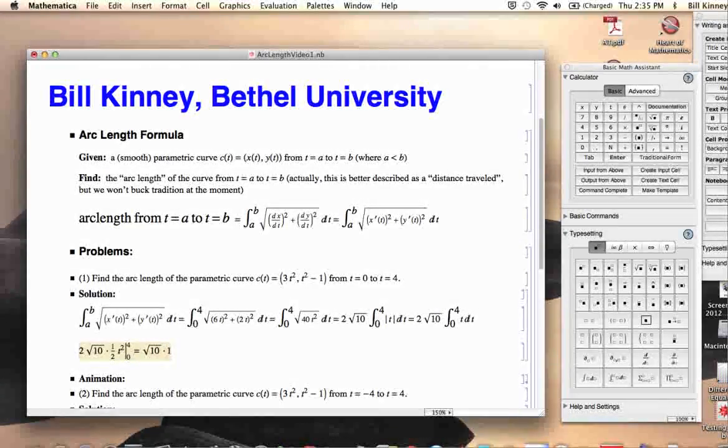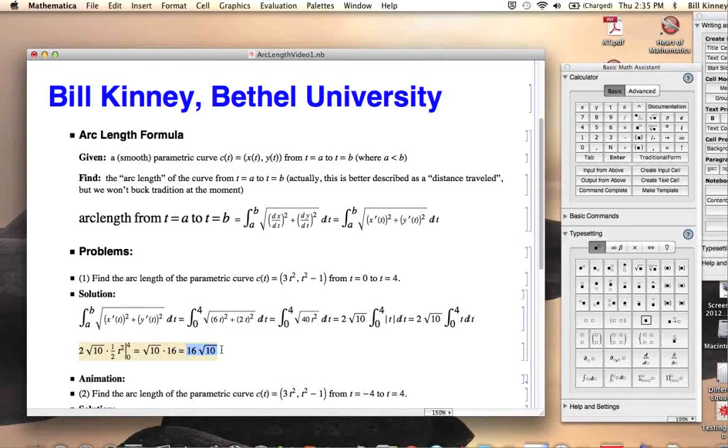4 squared is 16. And subtract what you get when you plug in 0. 0 squared is 0. So we have 16 square root of 10 here. That would be a more traditional way to write it. And that'll be the arc length.